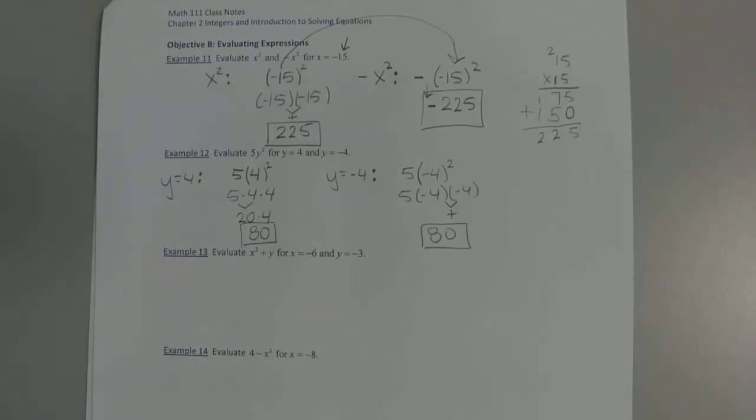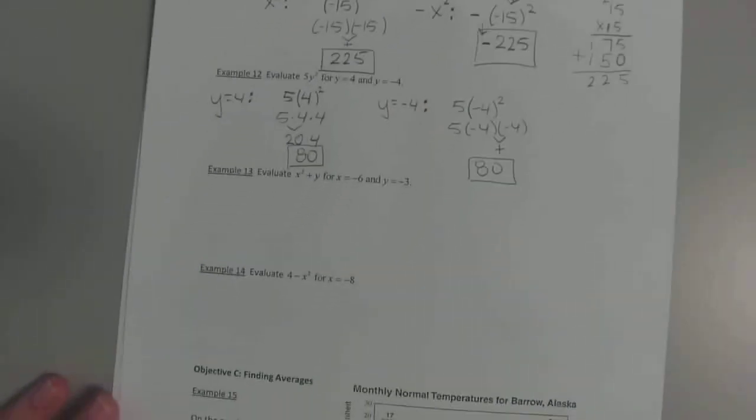Okay? So that's with every other problem like that too. Basically, whenever you have an even number exponent and you have a negative, it's always going to be positive.